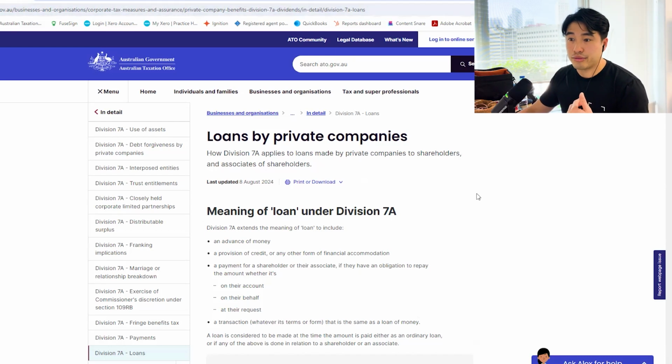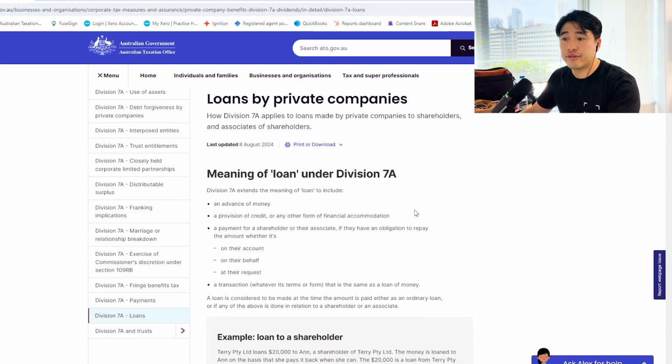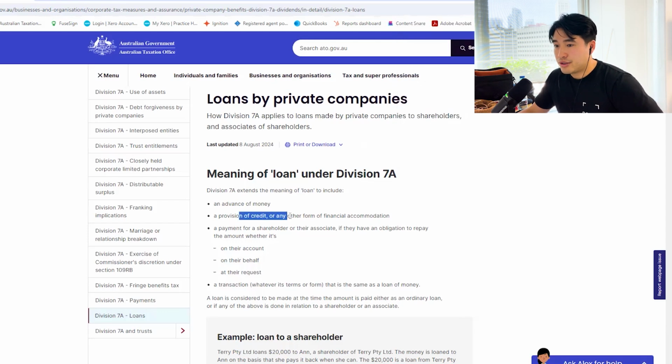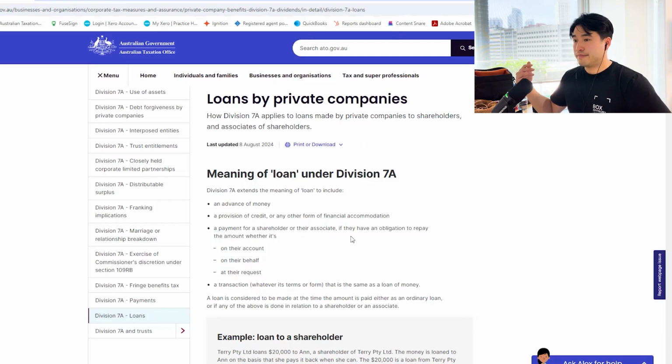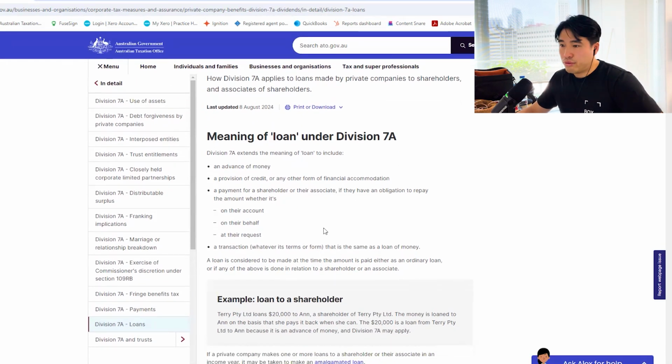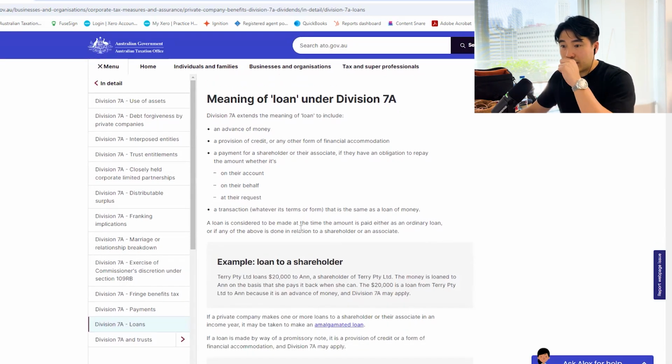So right now, I'm just sharing my screen, and if you read the definition of a loan under Division 7A purposes, it's if you advance money, a provision of credit, or any form of accommodation, a payment to a shareholder or associate. So it doesn't have to be you specifically as a director. It could be anyone that's a shareholder or associate of a shareholder, like your wife or your kids, your grandparents, and it could be any type of transaction that's the same form of a loan.